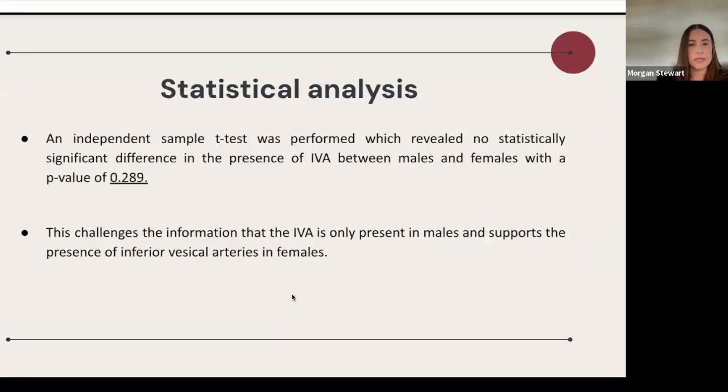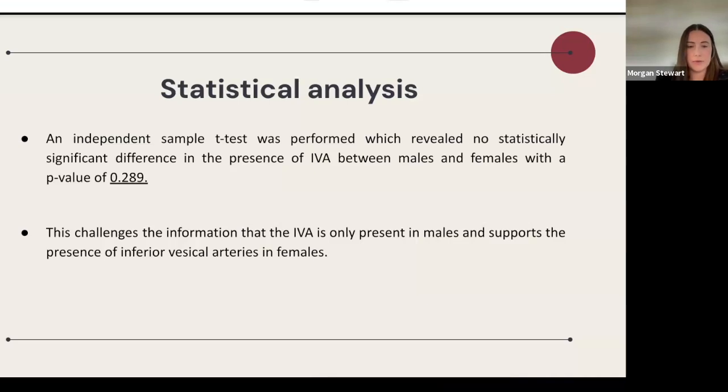And then for stats, we did an independent sample t-test, which revealed that there was no statistically significant difference in the presence of IVA between males and females, with a p-value of 0.289. So that was what we were looking to see. We were trying to see if there was a statistically significant difference between males and females having an inferior vesical artery.